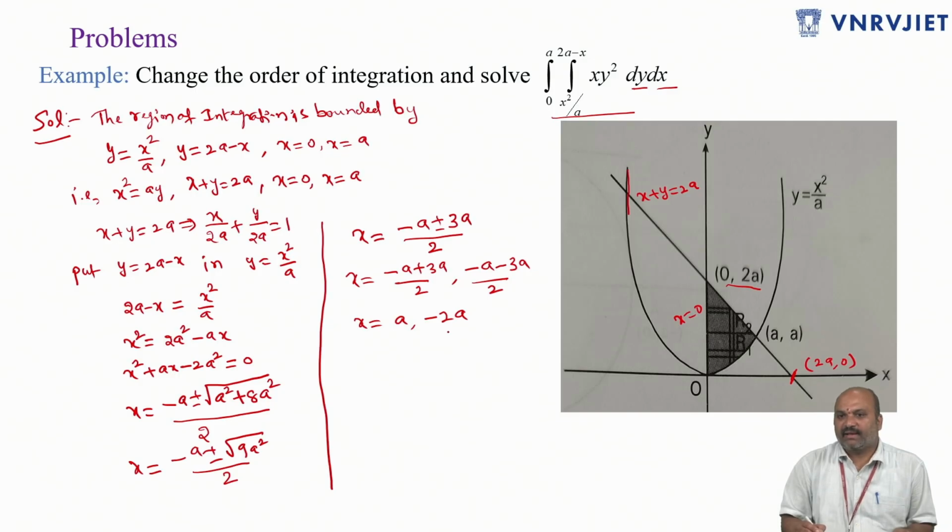x equals minus 2a lies in the second quadrant. Here we have another intersection point of this line with the parabola, where the x coordinate is minus 2a. This is not our interest, since the region of integration is only in the first quadrant, so let's leave this point. Only consider x equals a. So now for x equals a, what is the corresponding value of y?